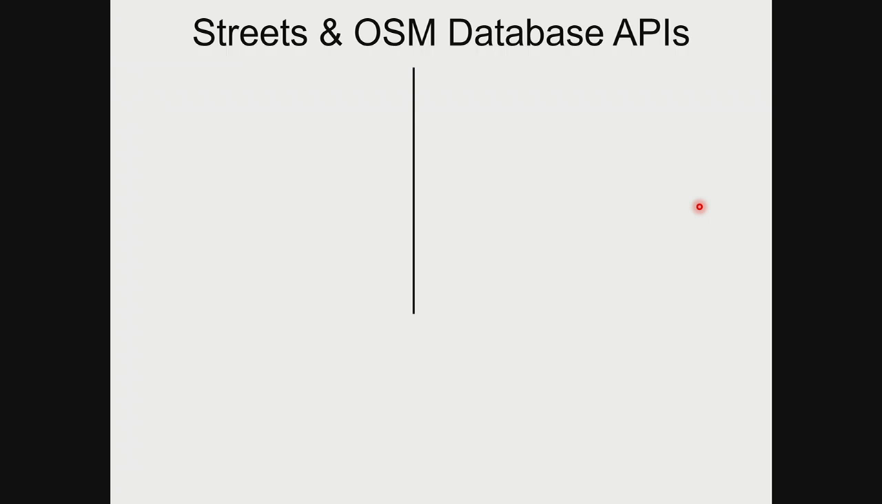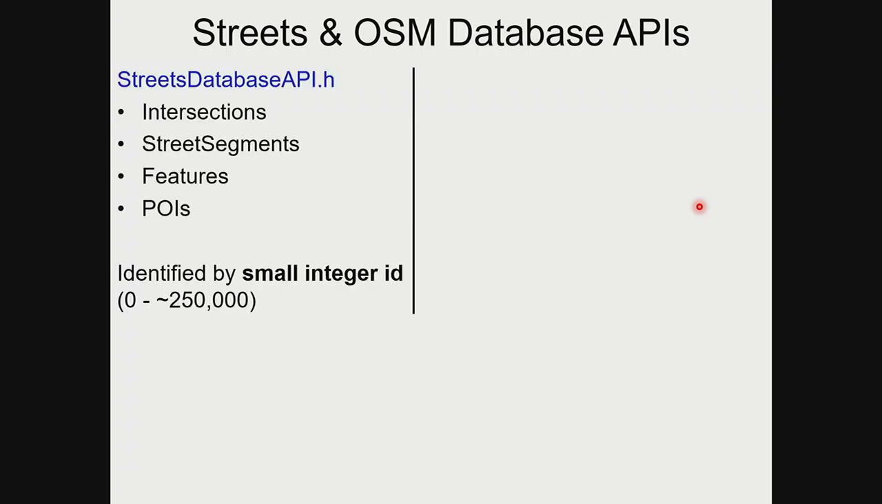Okay, so I think I've covered most of the things that you need to know in the streets database. I'm going to just recap on what we learned so far. There are two types of APIs that we provide you and you're going to deal with. The first one is the streets database API. It has 4 types of entities: the intersections, the street segments, features, and POIs, or points of interest.